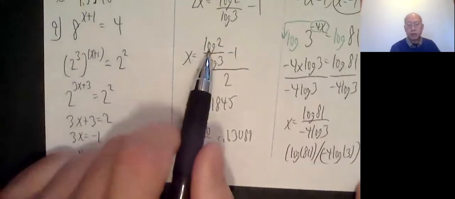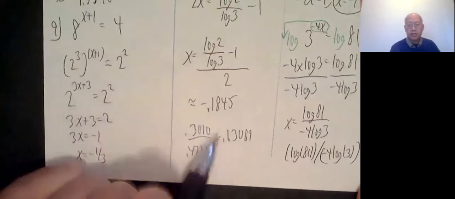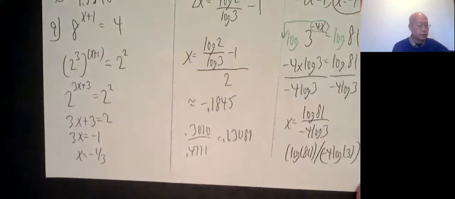Okay, this is if you want to go slower. Log 2 is that. Log 3 is that. So just this fraction is this thing, and then I took away 1 and then divided by 2. So you can do it that way also.